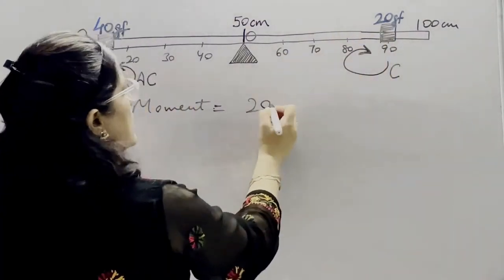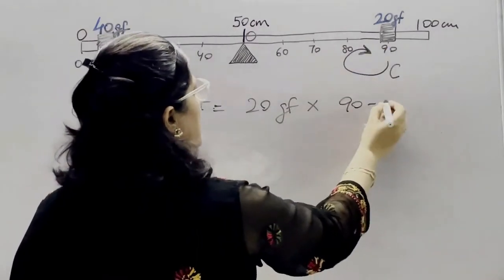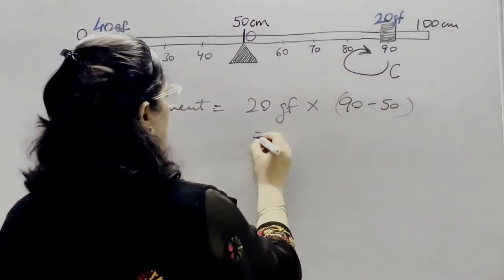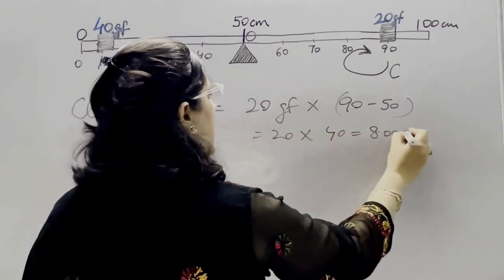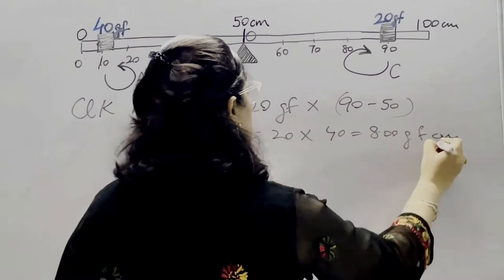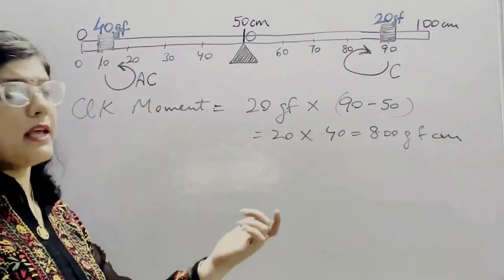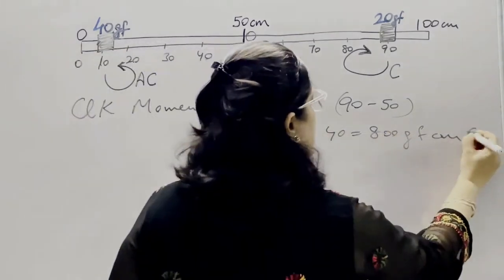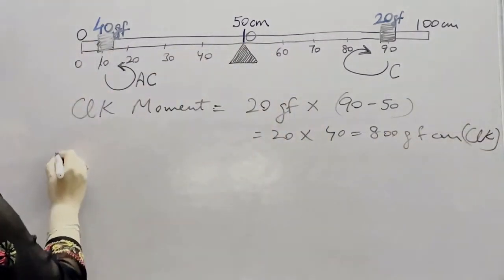It is 20 GF. And what is the value of D? It is 90 minus 50. So the value is 20 into 40. It means 800 GF centimeter. Conventionally, clockwise moment we should take as negative, so we need to mention the clockwise moment in brackets also. Now anti-clockwise moment.